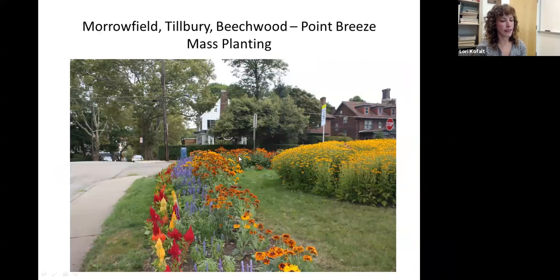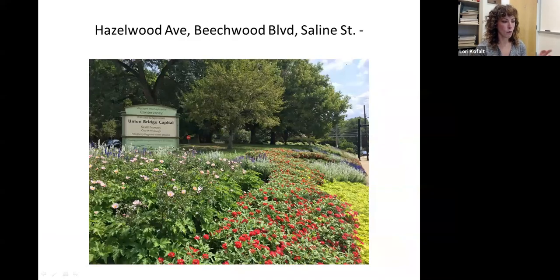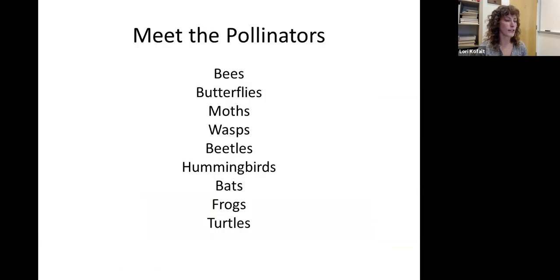And I want to highlight mass planting when possible. Bees forage by sight, and bees are particularly attracted to blue and yellow flowers. So when you plant more than one of the same species in an area, you increase their nectar forage area and attract more pollinators.